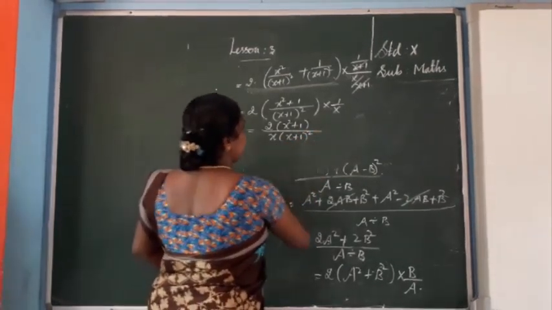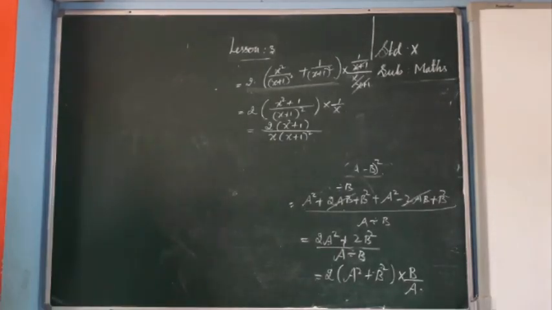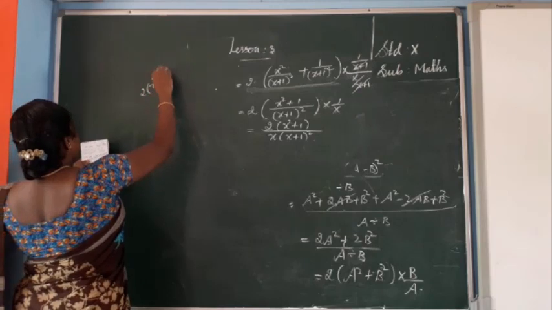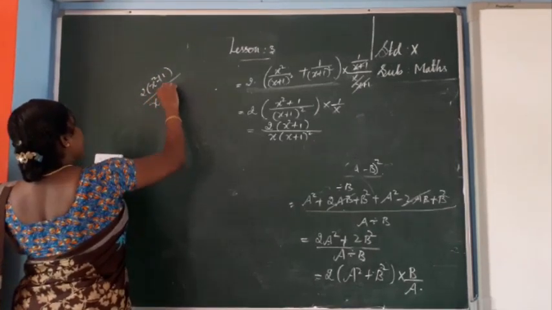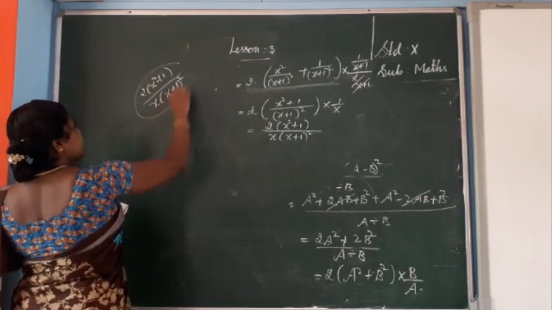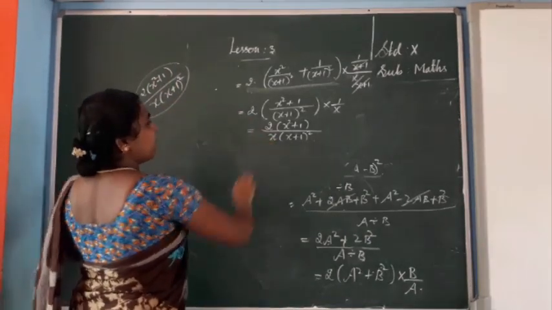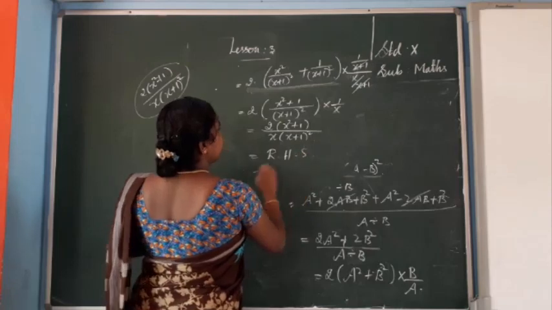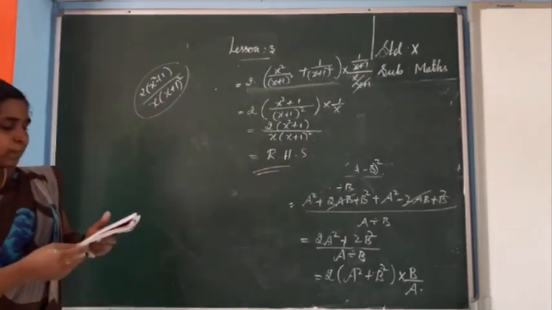So we got that. Actually the question is, in the right hand side, 2 into (x square plus 1) by x into (x plus 1) the whole square. This is the right hand side. We check the right hand side whether we got, yes we got, so LHS equal to RHS. Okay, next problem.